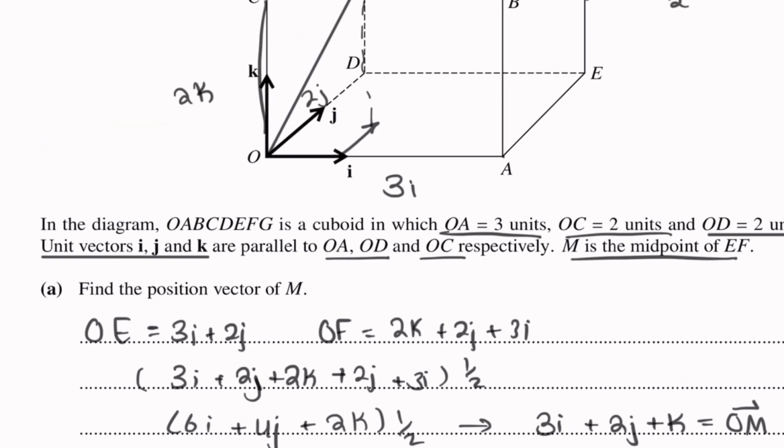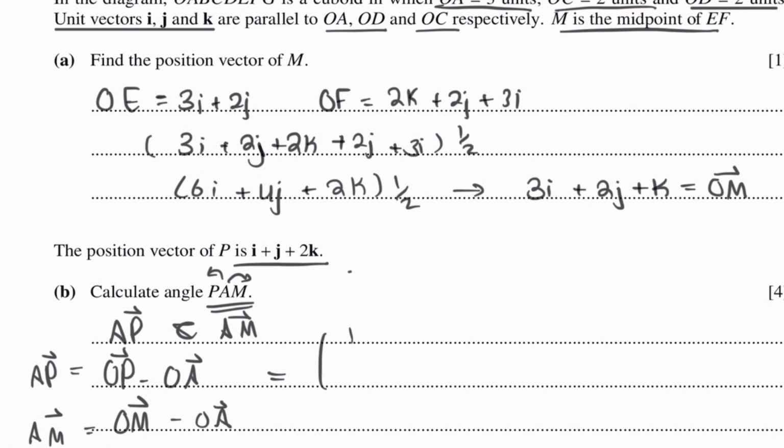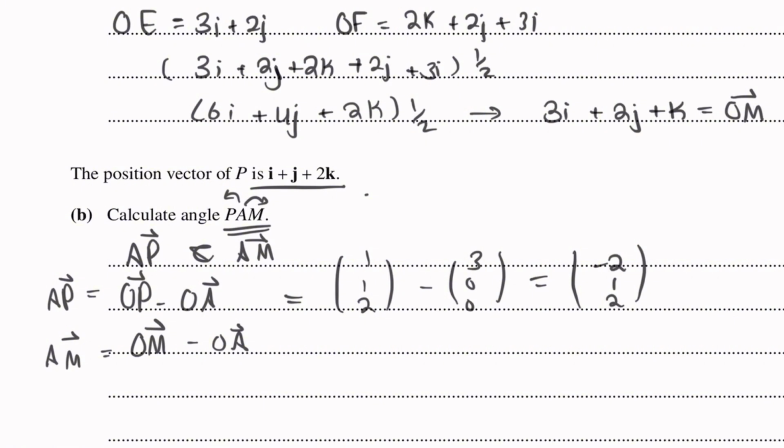Now to find AP, you're going to need OP minus OA, that's the vector AP. To find the vector AM, you're going to need OM, the second vector, minus the first vector. Now OP is given to you, and it's 1, 1, and 2. And OA is given to you, it's 3i, and so it's just 3, 0, 0. And that's going to be minus 2, 1, and 2. But now for OM, by default, it's 3, 2, and 1, minus 3, 0, 0. And that's going to be 0, 2, and 1.